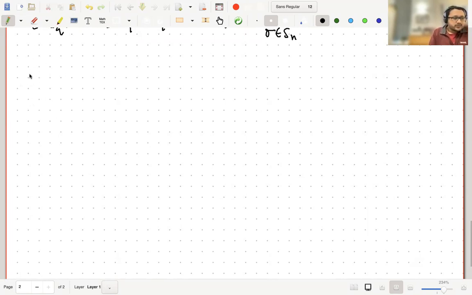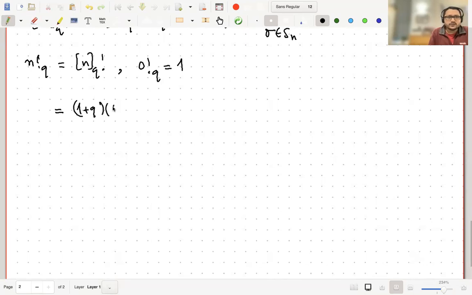So let me also use some simpler notation. For example, this n factorial q will be what I have been using for this notation. So this will be simpler notation. So you can see that 0 factorial q is just 1. Then there is another way also to look at this. So this is 1 plus q times 1 plus q plus q squared and so on up to 1 plus q to the power n minus 1.